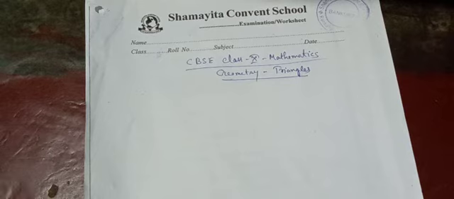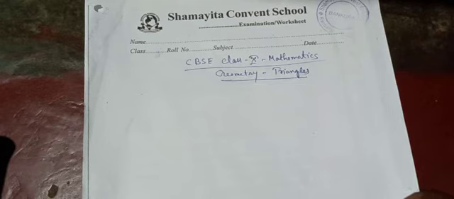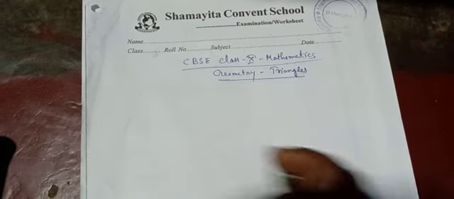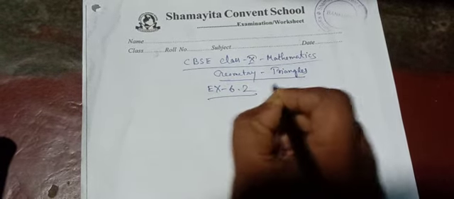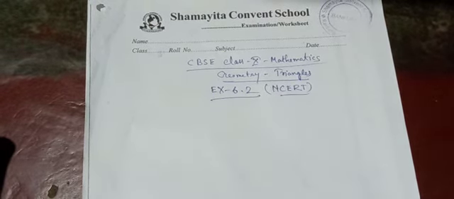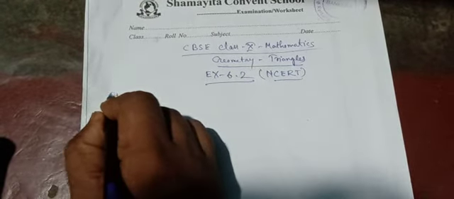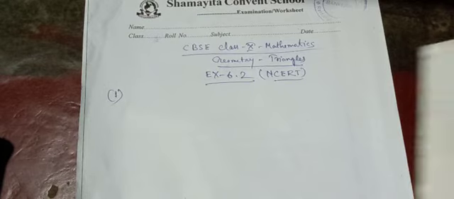Now we are going to learn about some solutions related to Thales theorem. We are opening exercise 6.2 of the NCERT book. Now without delaying the time, let's come to question number 1 of NCERT. What is given in question number 1?